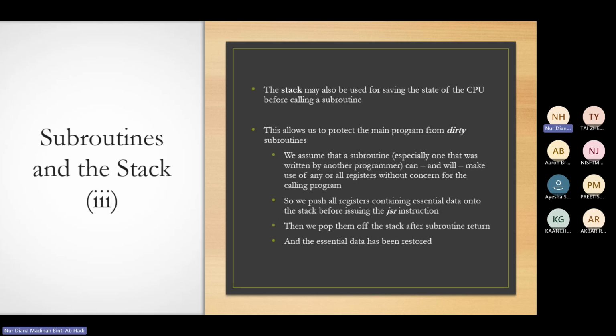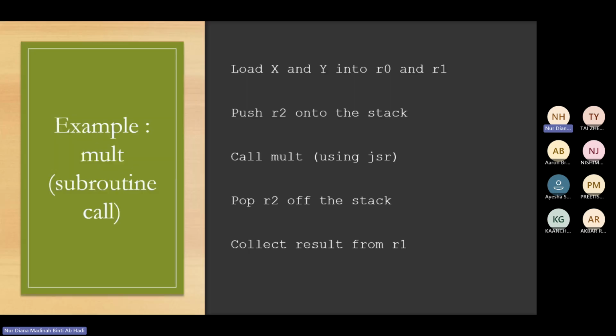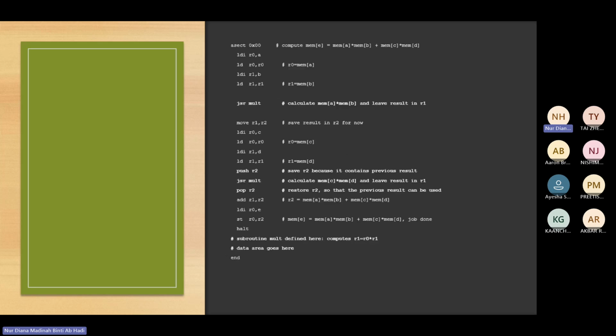Okay, so the stack may also be used to save the state of the CPU before we call the subroutine. This allows us to protect the main program from the subroutine. Therefore, we assume that a subroutine, especially one written by another programmer, can and will make use of any or all registers without the consent of the calling program. So we push all registers containing essential data onto the stack before issuing the JSR instruction. After that, we pop them off the stack after the subroutine returns, and the essential data has been restored. Okay, so this is the example of the multiply subroutine call. This is the procedure. This is the sample code.